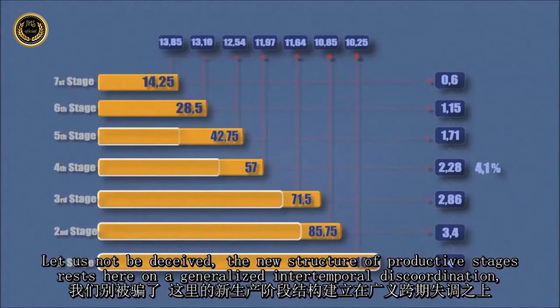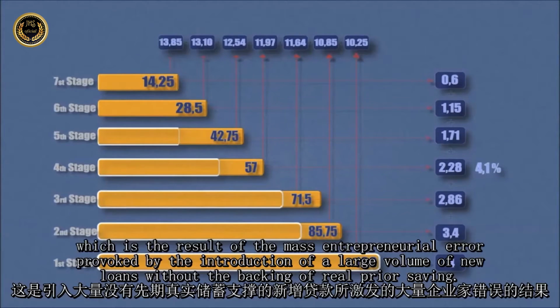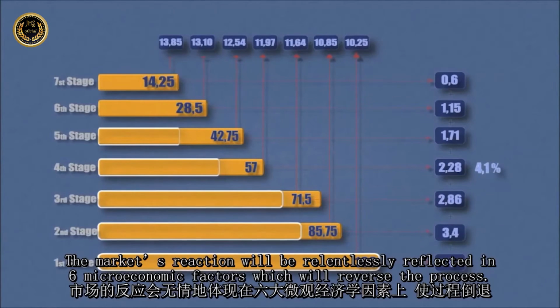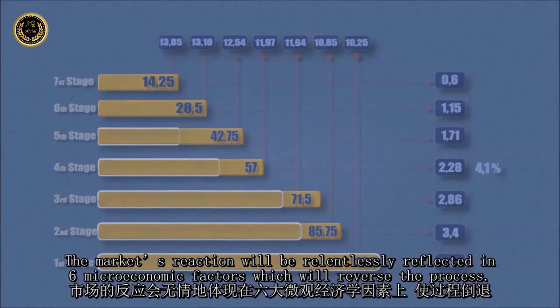Let us not be deceived. The new structure of productive stages rests here on a generalized intertemporal discoordination, which is the result of the mass entrepreneurial error provoked by the introduction of a large volume of new loans without the backing of real prior saving. The market's reaction will be relentlessly reflected in six microeconomic factors which will reverse the process.